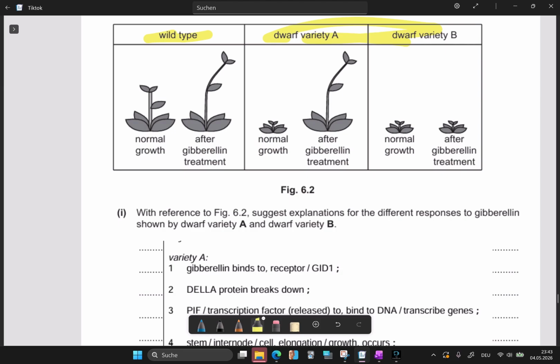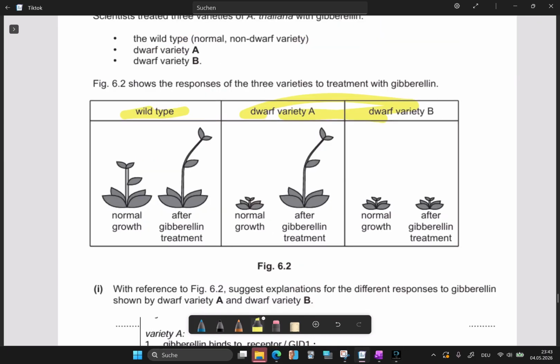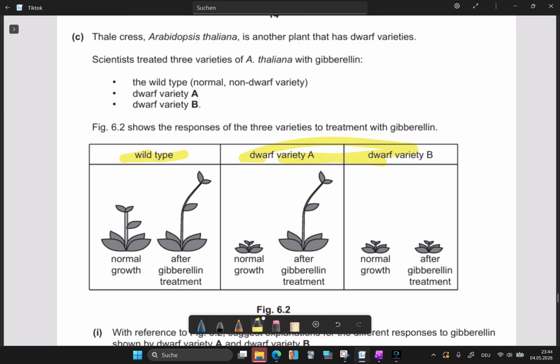With reference to figure 6.2, suggest an explanation for the different response to gibberellin shown by dwarf A and B. In a question like this, I have to think about what do we know about gibberellin, or what do we know about dwarf varieties. So what we know about gibberellin is that it activates the expression of genes, and what we know about dwarf varieties is they have a functionless gibberellin because they have a mutant recessive allele. Okay, so those plants do not have normal gibberellin. So if you think about it, they only have functionless gibberellin. So if we added functional gibberellin, it should normally increase the size. Okay, so in this case, the wild type has normal gibberellin.